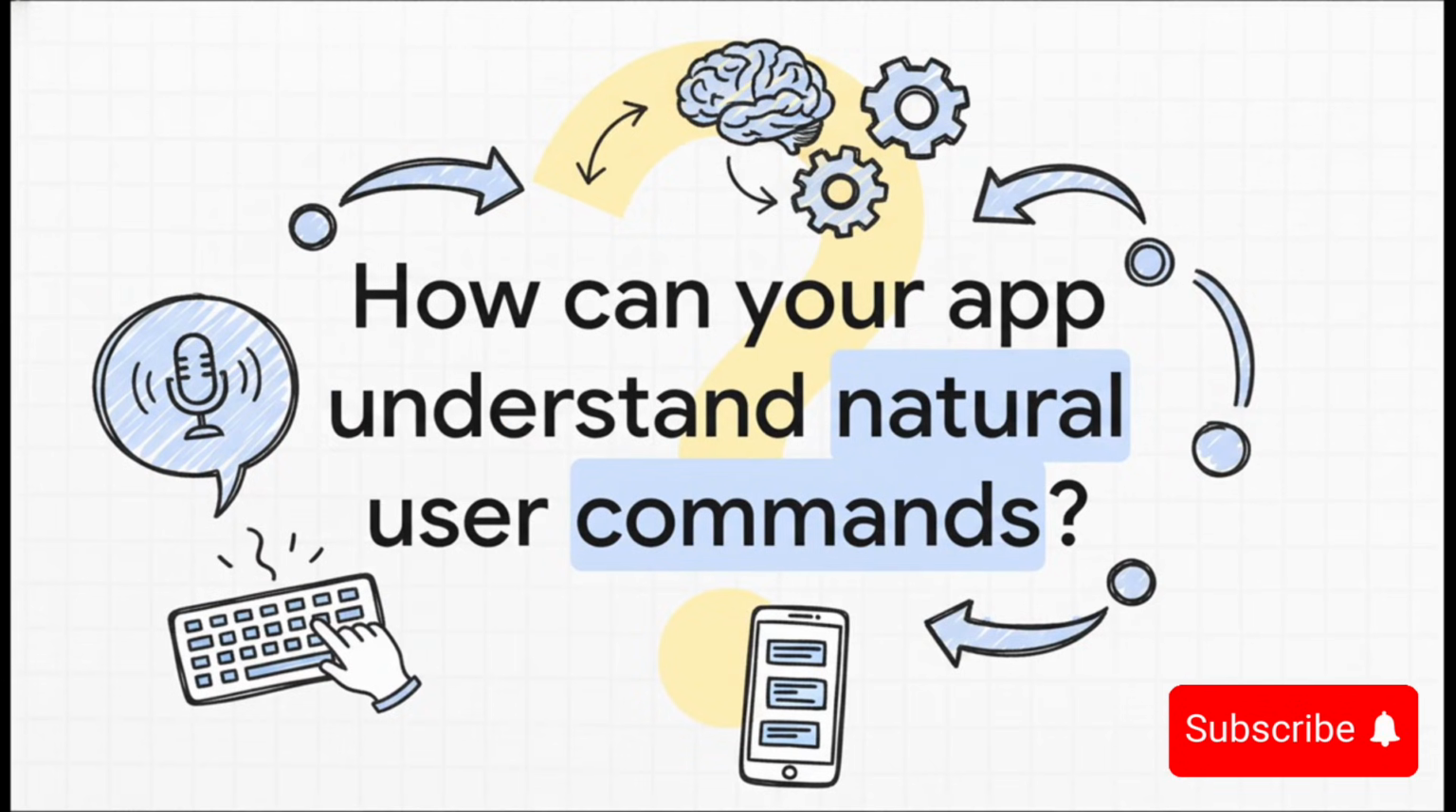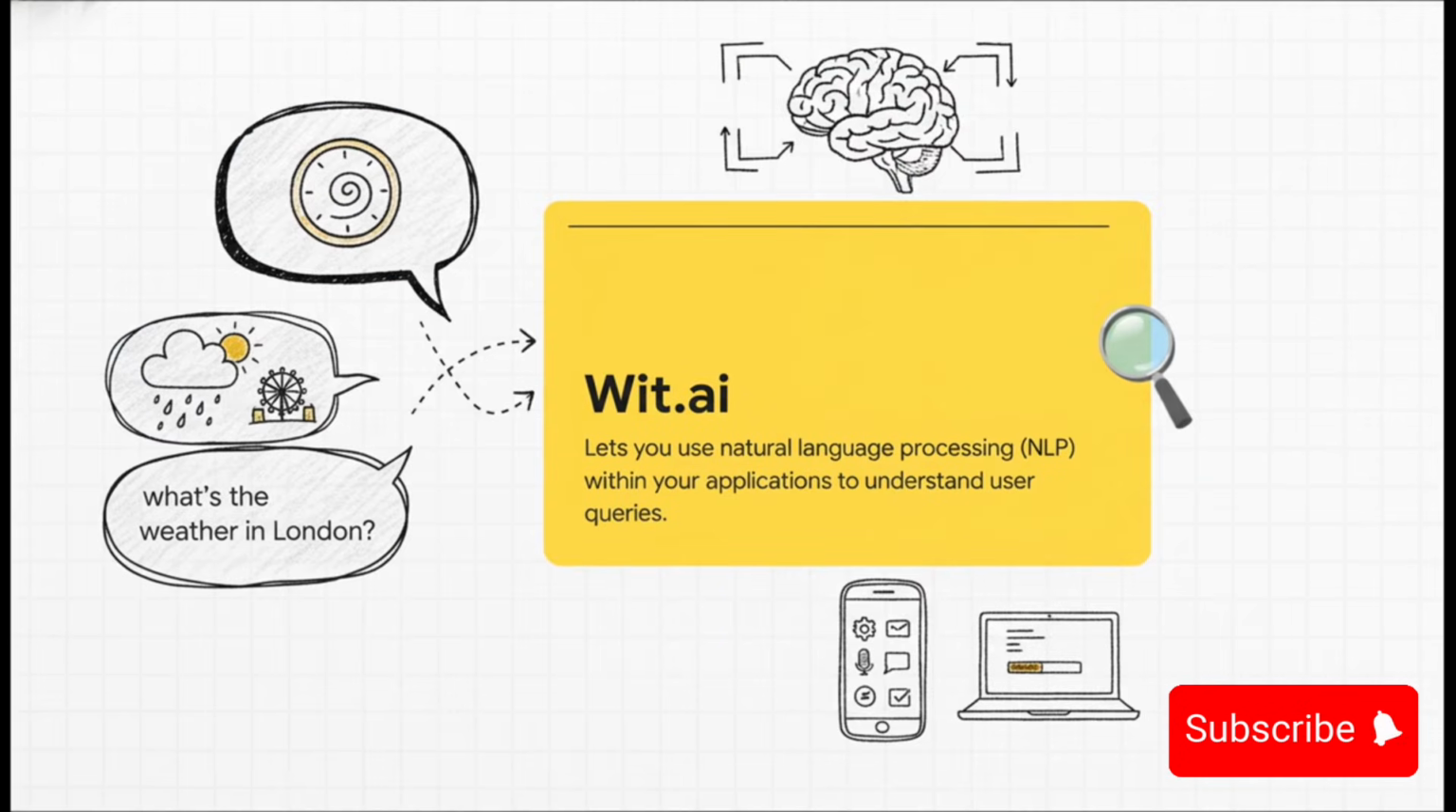All right, for our final tool, let's talk about the ultimate in smart functionality, understanding human language. How do you get your app to respond not just to button clicks, but to what a user actually says or types? That's the magic of Wit.ai. It's a really powerful natural language processing platform that lets your application understand what your users are trying to do. Someone can type "set a timer for 5 minutes" or say, "what's the weather in London?" And Wit.ai can actually parse that sentence to figure out the user's intent and pull out the key info.